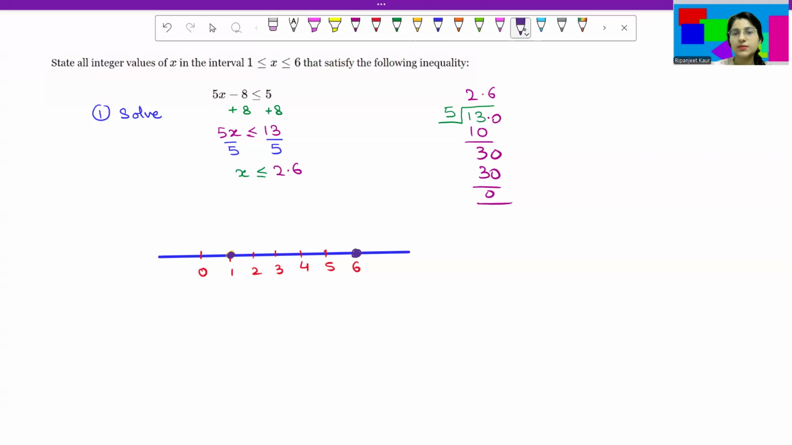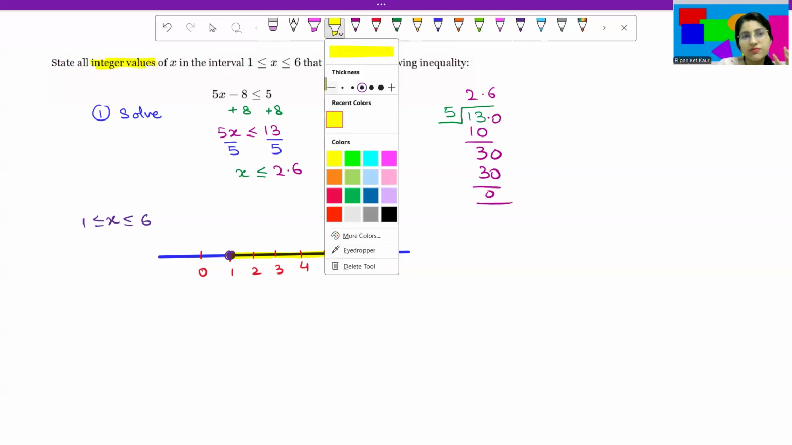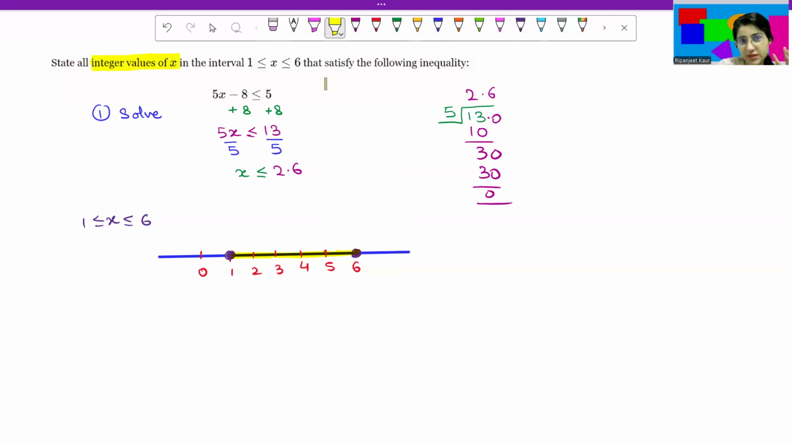So x is lying between 1 to 6. It's given in the question. So all the numbers which are lying between 1 to 6 are going to come under having a solution. So these are all the values. Integer values, they are saying in the question, so we are going to take only integers. Now we have taken the integer values of x in this particular interval, but they are saying that x is actually less than or equal to 2.6.